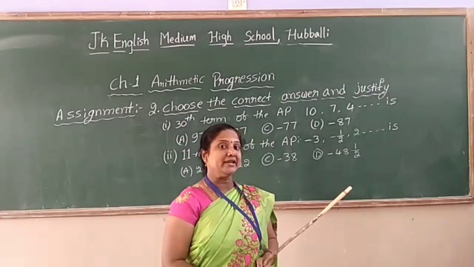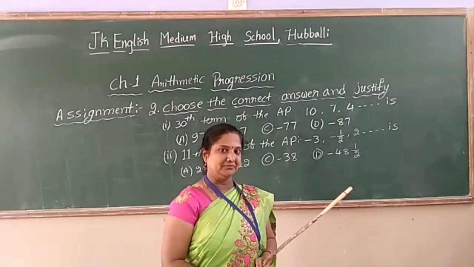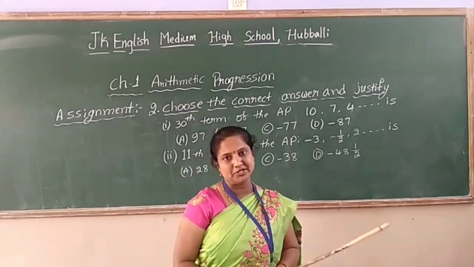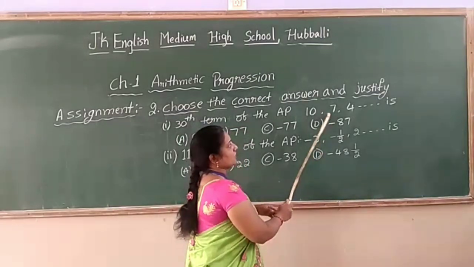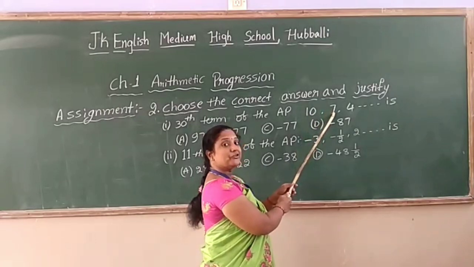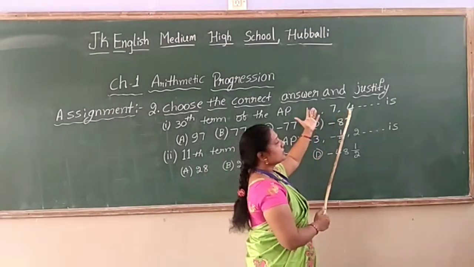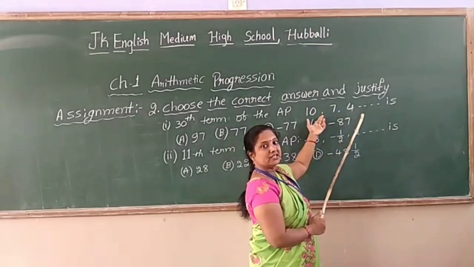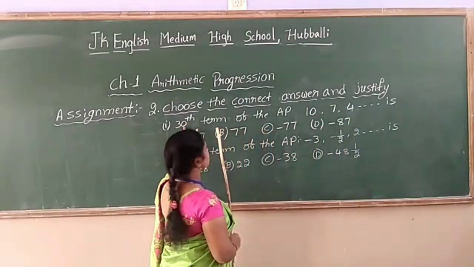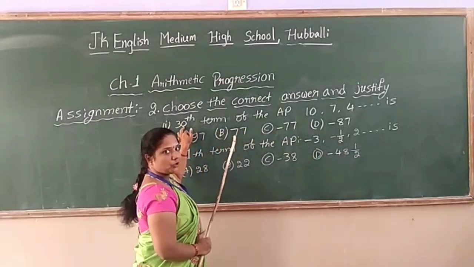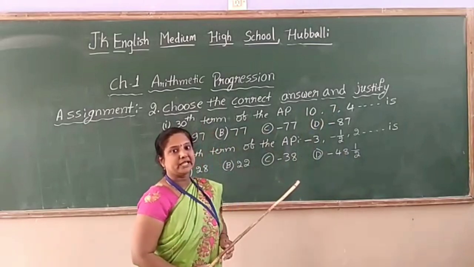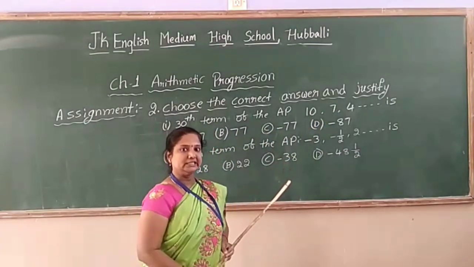So how to find that? By using the nth term formula, you have to write an is equal to a plus n minus 1 into d. By seeing this AP, you will know the value of a. Find the difference. How to find the difference? If you subtract the preceding term from the second term, you get the d value. Substitute in this place, 30th term means n value is 30. You know the n value, a value and d value, and by using the AP you have to find the 30th term.